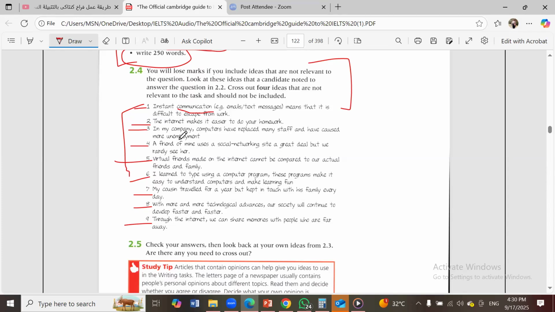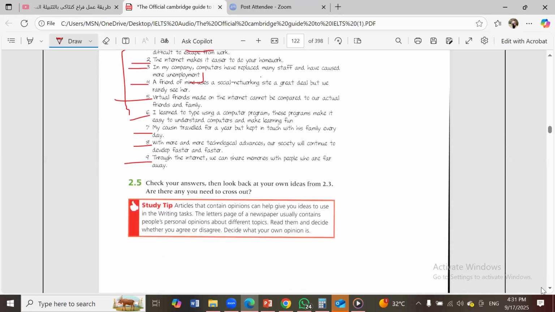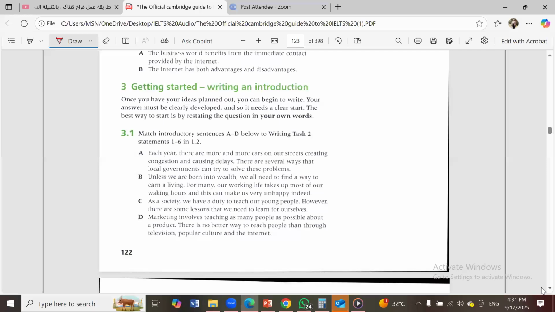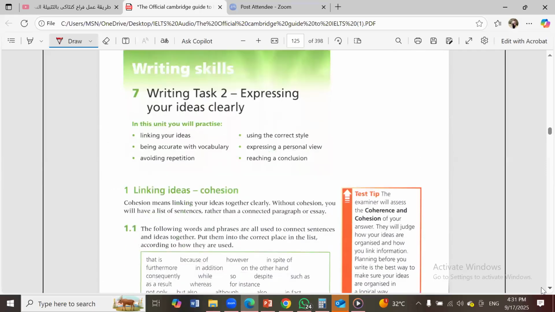For example, in my company, computers have replaced many jobs and have caused more unemployment. Okay, if you add simple details to this, it will be more relevant. For example, AI has replaced multiple jobs, and make a full stop. This way it will be more relevant. I got your idea. Everyone has his own perspective.